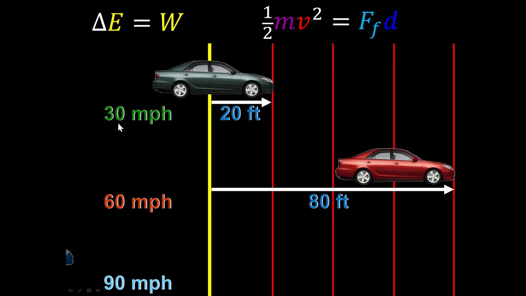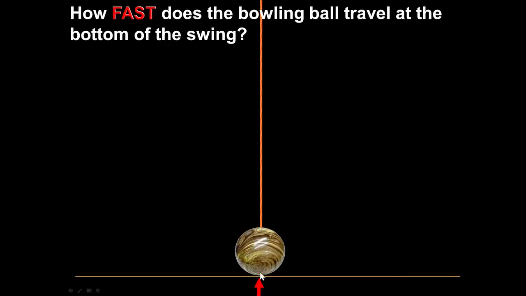If we were going 90 miles per hour, 3 times as fast, what distance would it take to stop? Well, 3 times the velocity. If you square it, you get 9 times as much kinetic energy, so 9 times the stopping distance. It's going to take 180 feet for that to come to a stop.